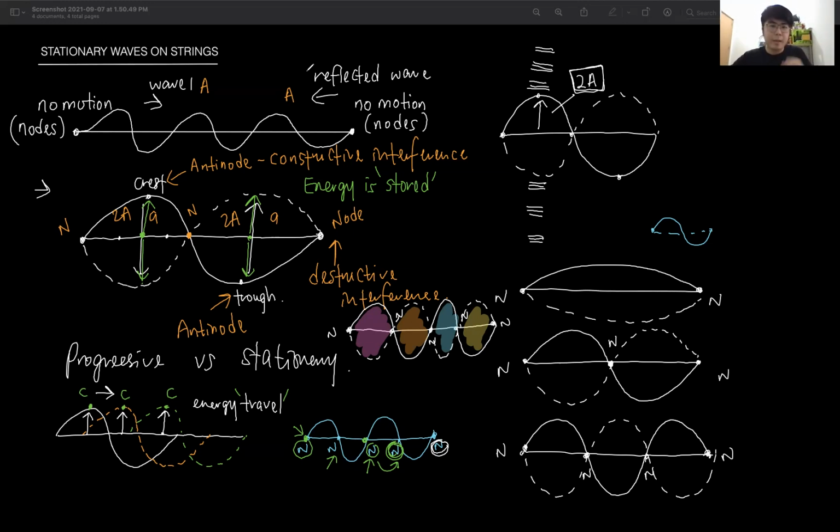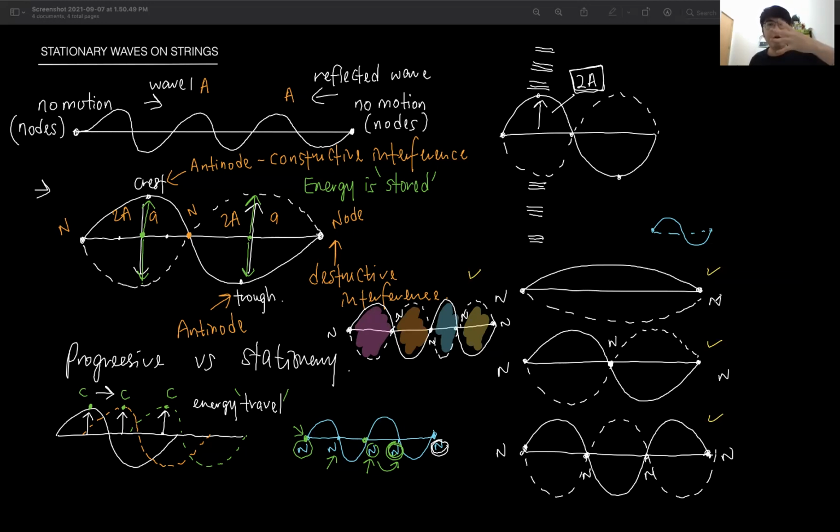Okay, now the point here I'm trying to make is whenever you take a fixed string, you pluck it, you vibrate it, how many frequencies do you hear? You look at how many possible stationary waves. Here, 1, 2, 3, 4. 4 frequencies that you will hear. Of course, there are many more, but here, looking at this diagram, you will hear 4 frequencies coming at the same time. Not just one.